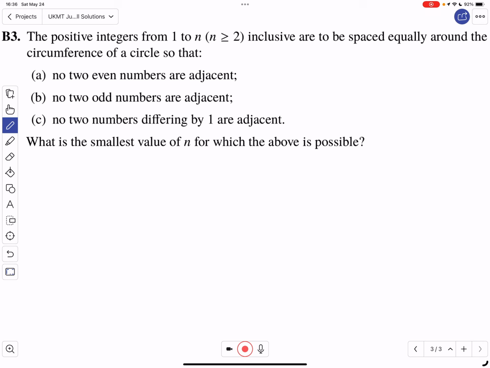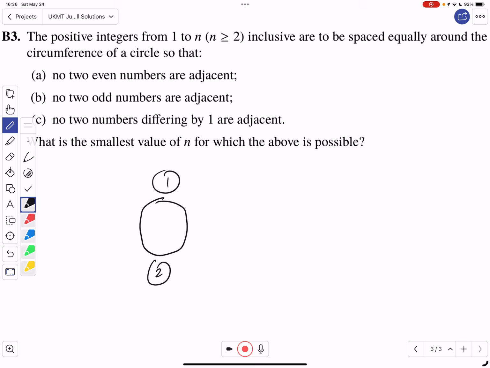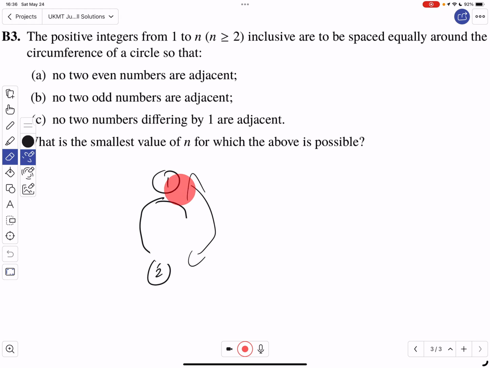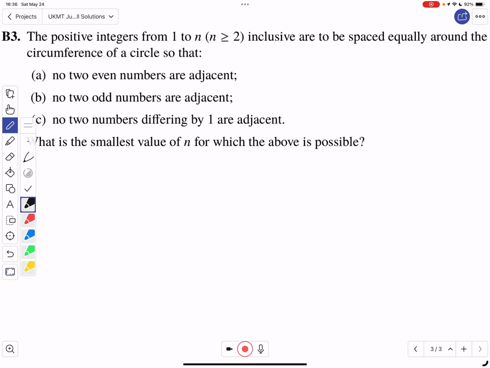Now, to look at this, we can first try 2, and immediately we can see that 2 is not possible. 1, 2, table or circle. I like to imagine it as a table. This is not possible. They are differing by 1, so 2 is not possible. Therefore, for any arrangement, the number 3 has to appear.